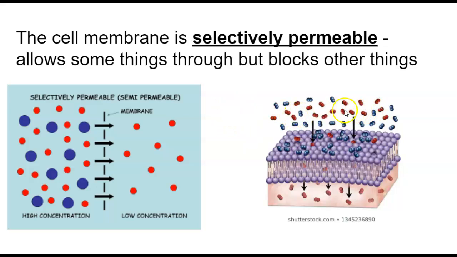On the right-hand picture, you'll see there's red and blue molecules. Who knows what molecules they are? It doesn't really matter. But notice only the red ones are able to get through the cell membrane. Okay, so the cell membrane only lets some things through. Remember, it's like that gatekeeper. It controls the gate to let things in or out.